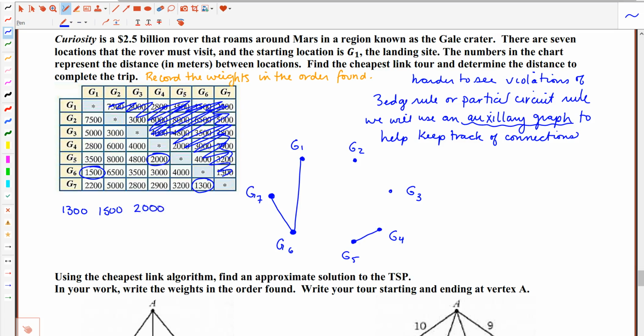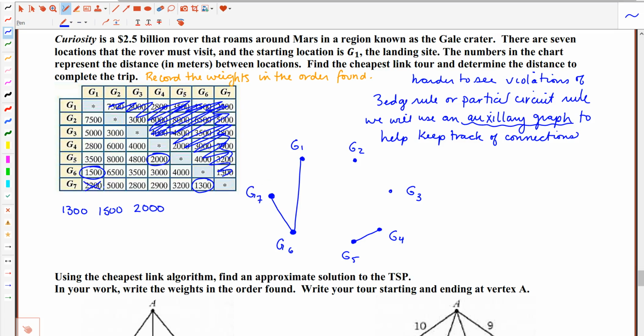After 2000, the next lowest number looks like it would be this 2200, which connects G7 to G1. Yeah, that'd be a problem because I would create a circuit right here. So this 2200 is out.